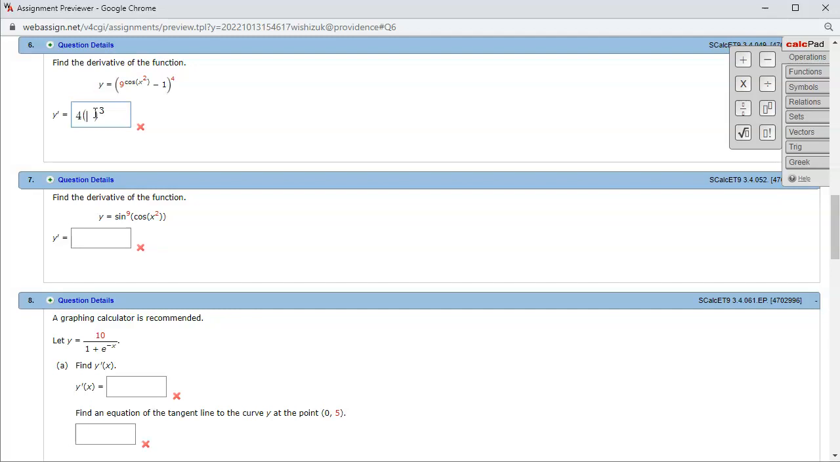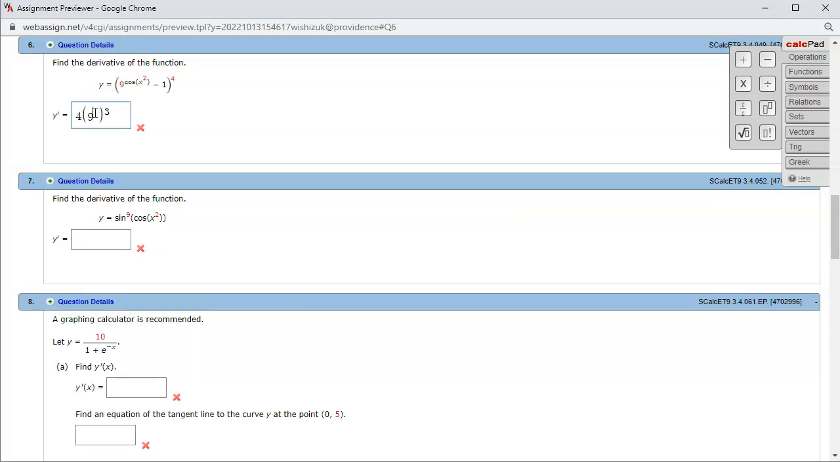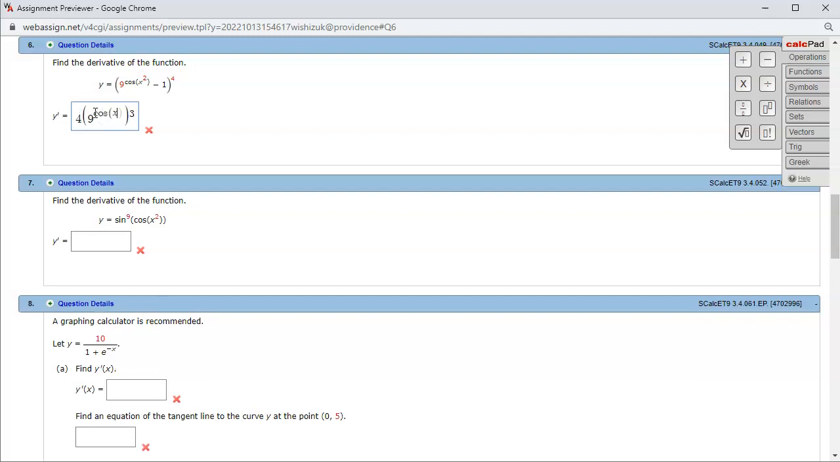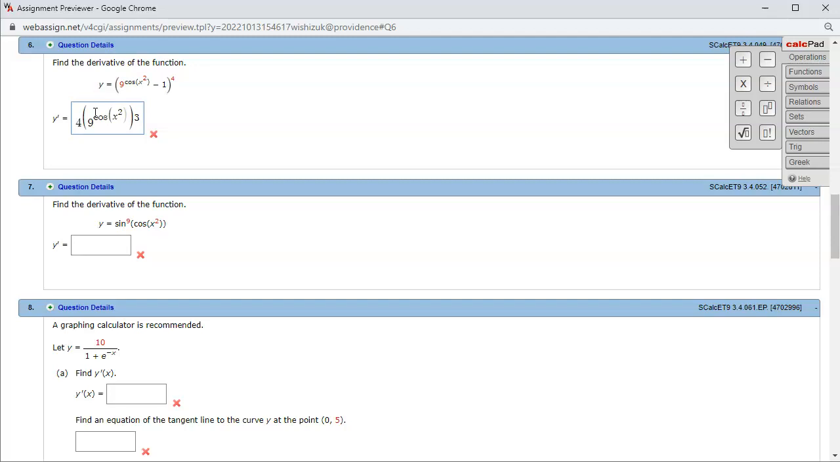So the inside function is 9 to the cosine of x squared, right? And so we have that, and then minus 1, right? Then we're going to have to multiply by the derivative of the inside. So maybe I'll do the derivative here.